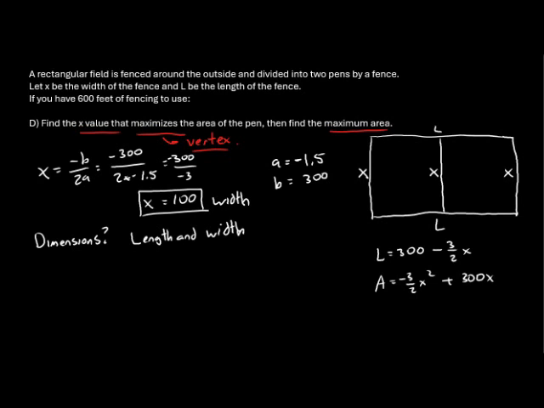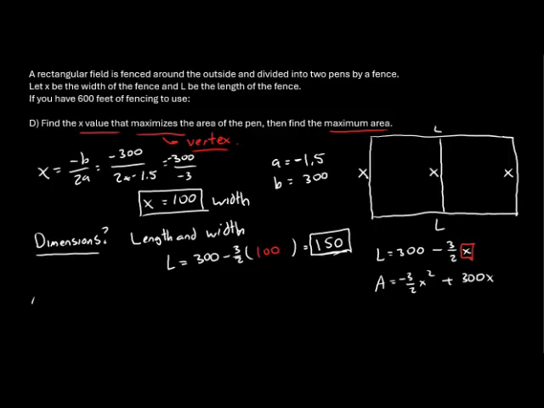Therefore, if I had asked you for dimensions instead, you would not only give the width, you'd also have to find the length. However, since we know that x must be 100, we can say the length is 300 minus 3 halves times x. However, we're replacing this x in our length equation with the number 100. If we take 3 halves times 100, that would give us 150, and 300 minus 150 is 150. Therefore, if your question ever says dimensions, give the width as 100 and the length as 150.